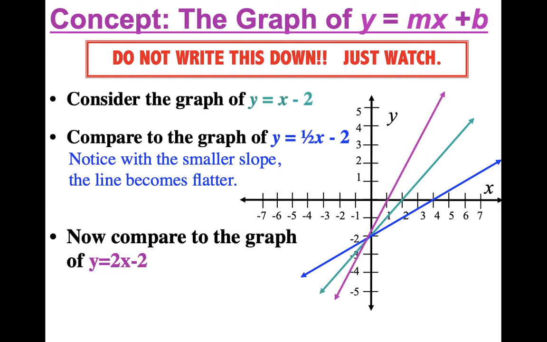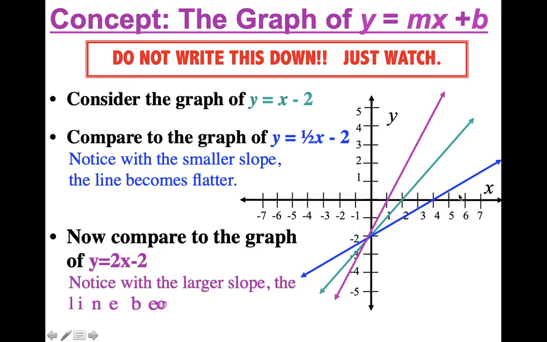Now let's compare it to 2x minus 2. As you can see, there's a 2 in front of the x, so the purple line is much steeper than the teal line or the blue line. The larger the slope, the steeper it becomes, and that is misspelled. I didn't create this PowerPoint.